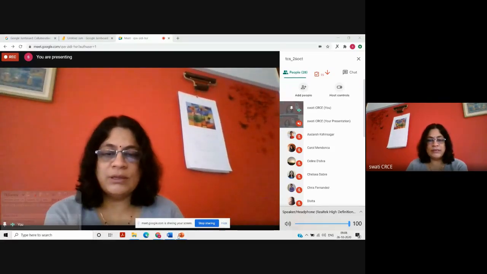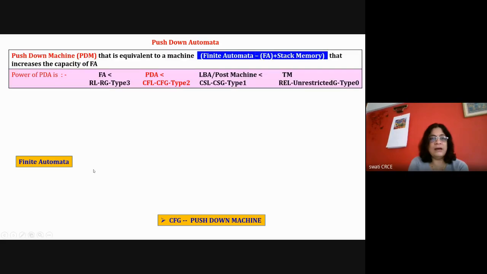So let's start with push-down machine. We have seen that the finite machine is less powerful than the push-down machine. If we add some power to the finite state machine, we get a push-down machine. Now, what is the power that is added? We add a stack memory. We add the stack memory to a finite state machine, and we get a push-down machine.